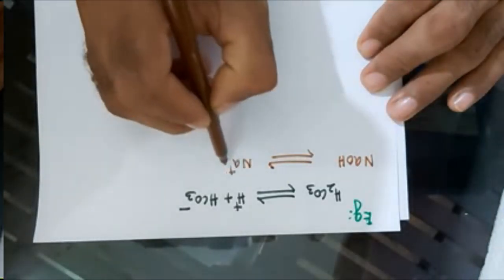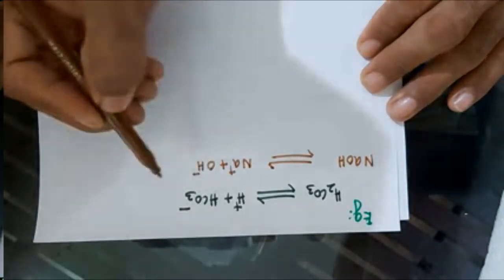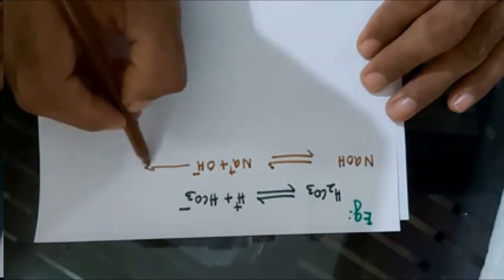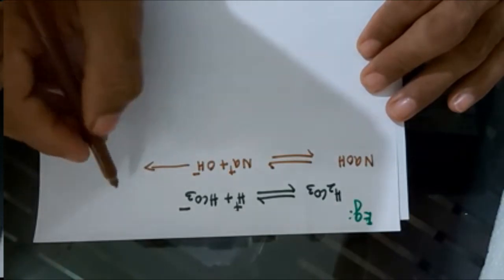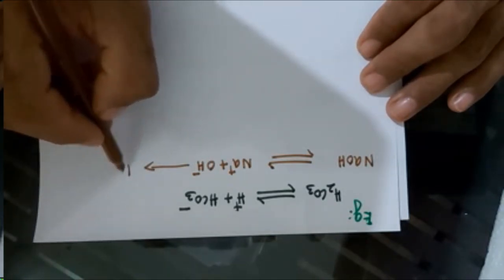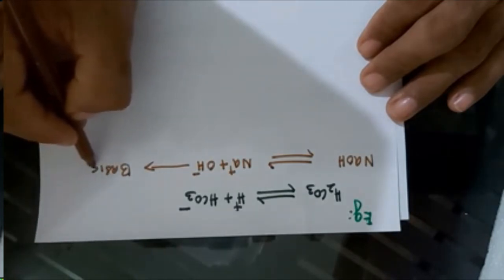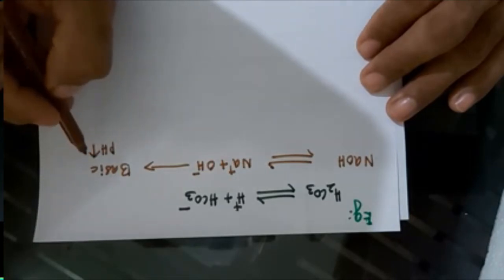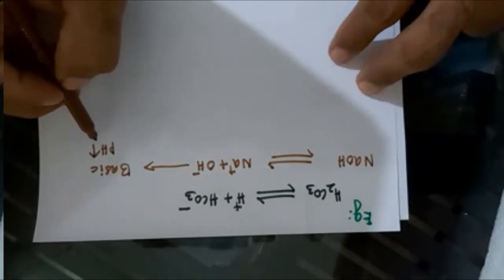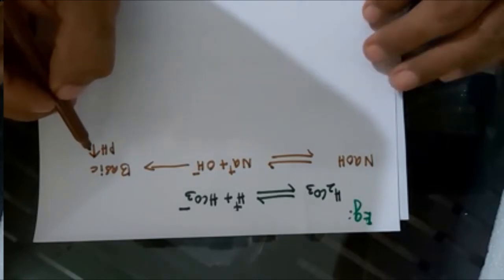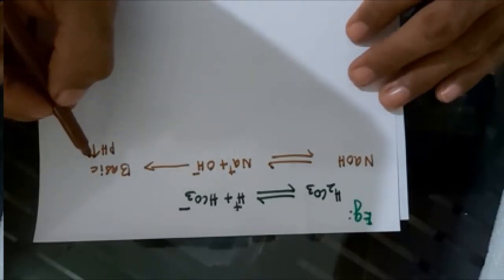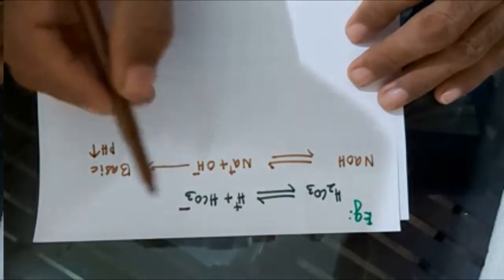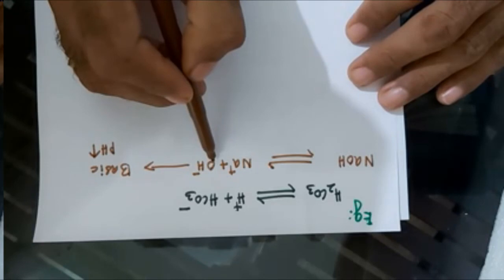Na+ + OH-. So when the OH- is added into the system, that means it increases the basic condition. The pH increases. So that has to be brought to normal. And how does it happen? So there is a way. This addition of OH- ion has to be neutralized.